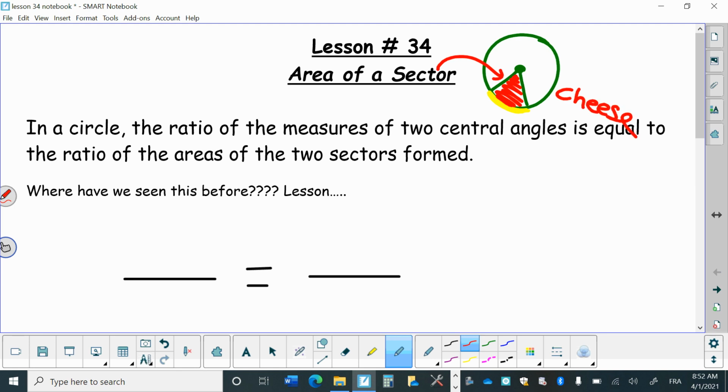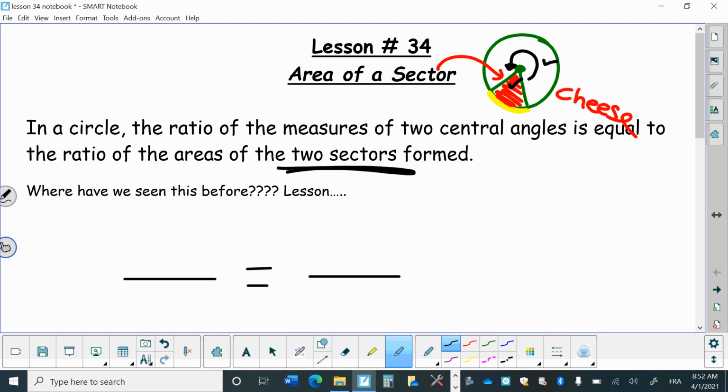In a circle, the ratio of the measures of two central angles is equal to the ratio of the areas of the two sectors formed. Now, two sectors here just means that you have a smaller one here, a minor, and then you also have a major one here, okay? So that's what I mean by two sectors formed.